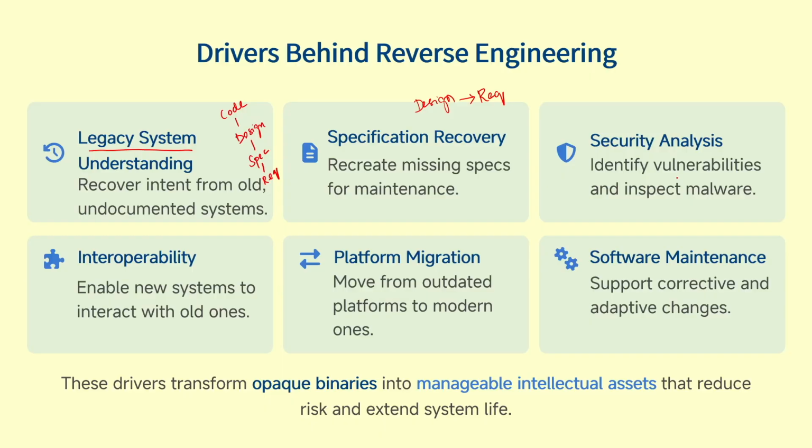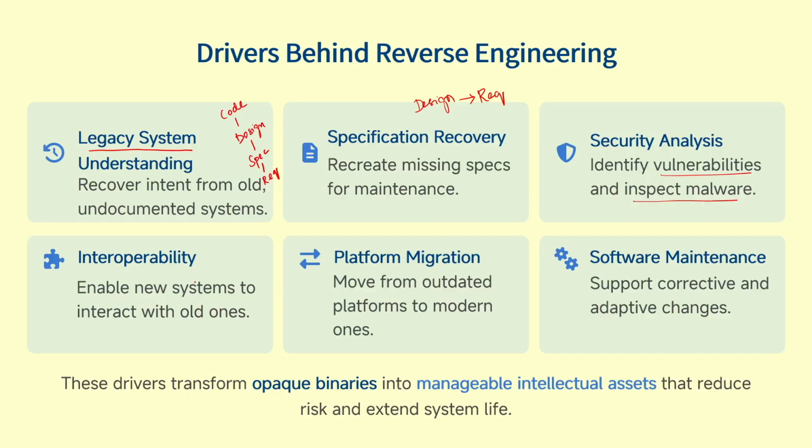Okay, so to identify if there is any vulnerability or to inspect any malware. If any other software which is external, which does not belong to your organization, also gets installed within the software, that could be identified only when you debug the code in your reverse engineering process. The next one is interoperability.